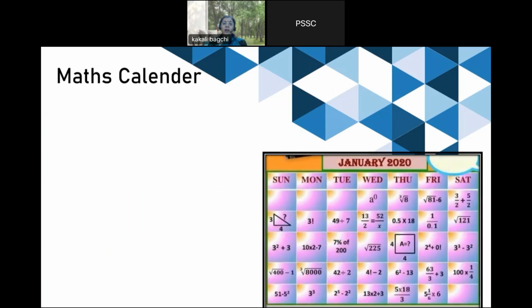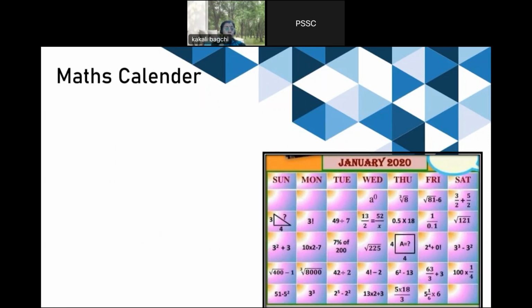You can divide your class into 12 groups. Give the name of the first group, January. Second group February, third group March, like this. If you have got 40 students, every group will have three students. Give the homework, no classwork, no time waster. Create the calendar of the month of January by using square root, cube root, and fractions.